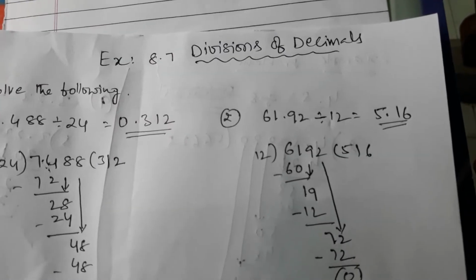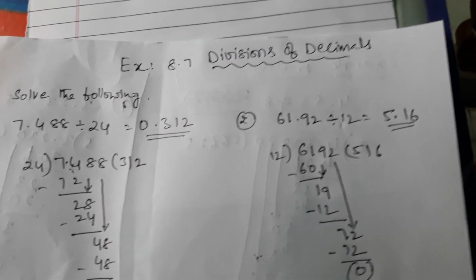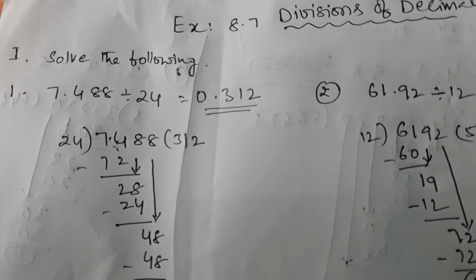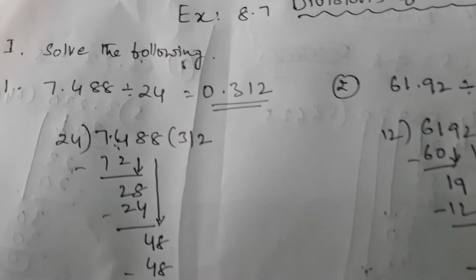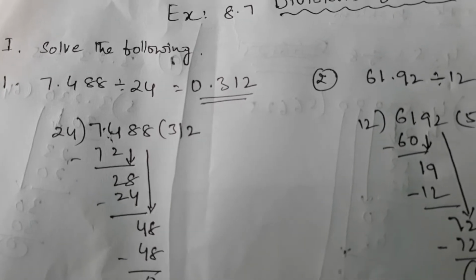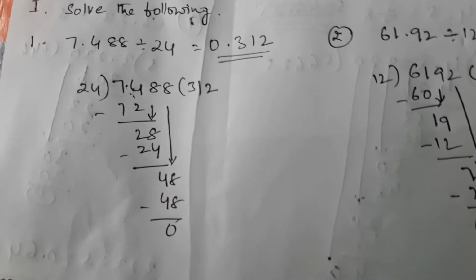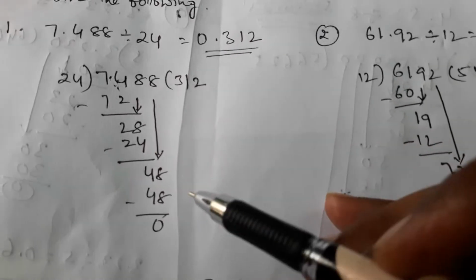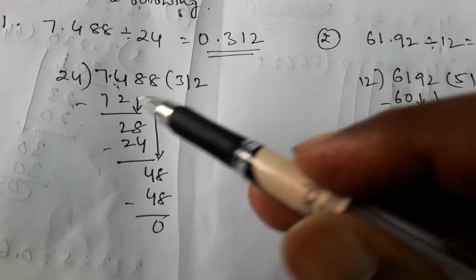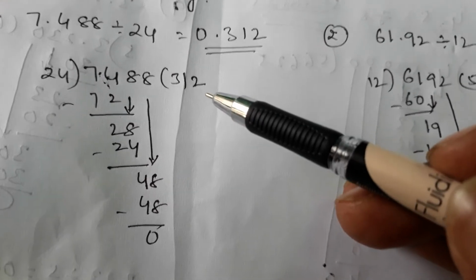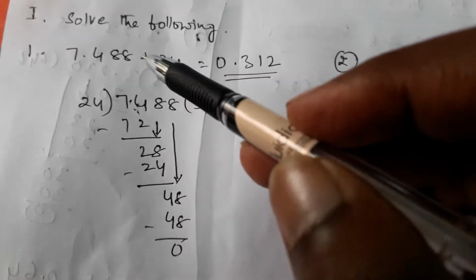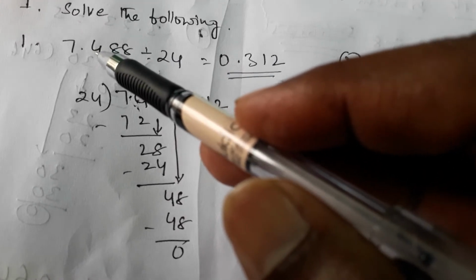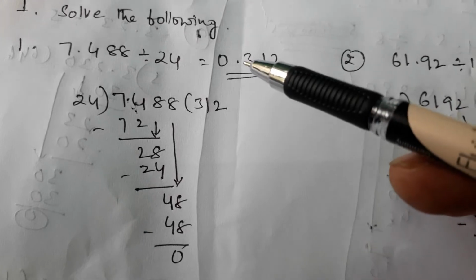In this class I am going to explain about divisions of decimals. Here is how to solve the divisions. Take the decimal number and divide with the divisor. Forget about the decimal and divide as usual, what you have done previously. Similarly, you do divisions as usual. Forget about the decimal. You will get a result. In that result, place the decimal: count the decimals in the dividend, and the same number of decimals you have to place in this answer.